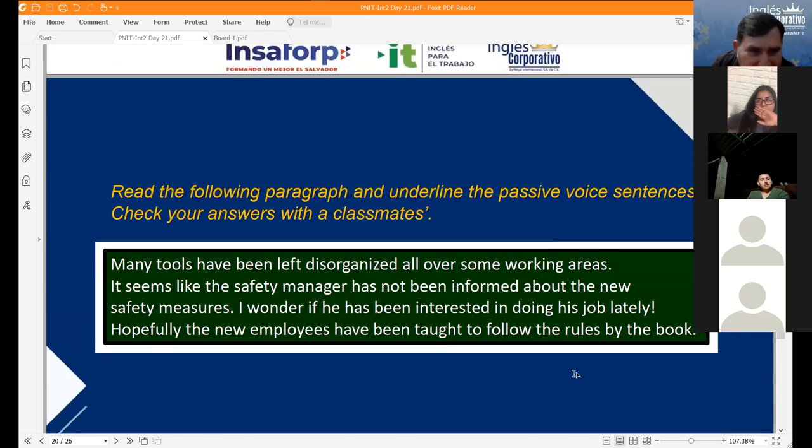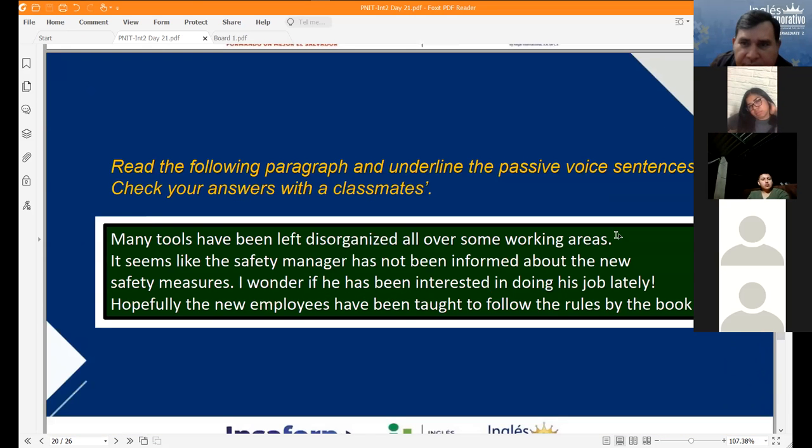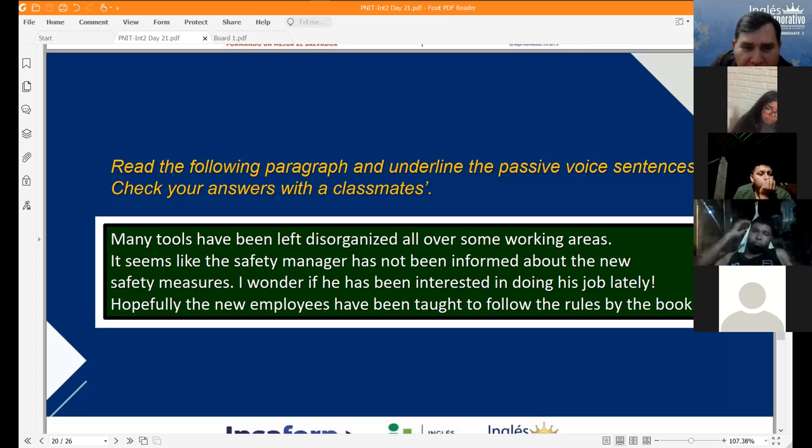Very good. Now let's see. Read the following paragraph and underline the passive voice sentences. Okay. Many tools have been left disorganized all over some working areas. It seems like the safety manager has not been informed about the new safety procedures. I wonder if he has been interested in his job lately. Hopefully, employees have been taught to follow the rules by the book. Okay, so underline.